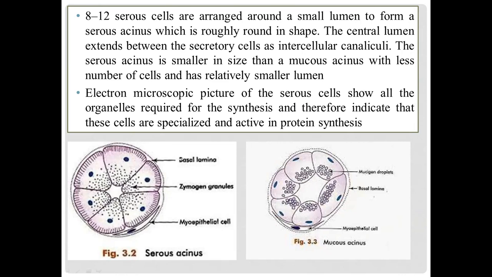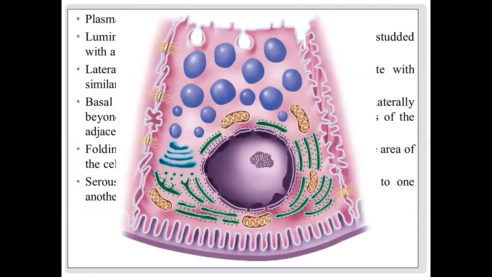In the right picture, you can see a mucous acini. Mucous acini have a large lumen. Here the serous acini is roughly round in shape, while the mucous acini is somewhat oval in shape. Then this is the central lumen, which can extend between the secretory cells also, that we will see in the next slide. That is known as the intercellular canaliculi. So this is the lumen which extends here. This is called the intercellular canaliculi.